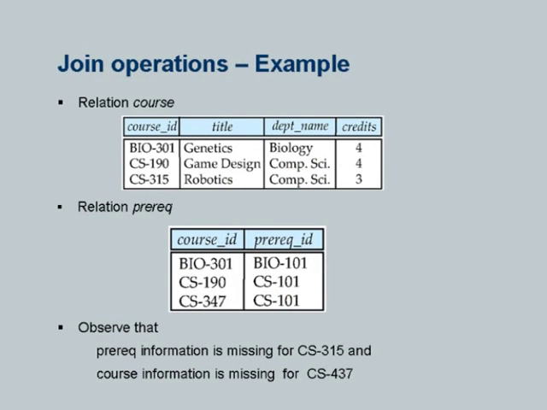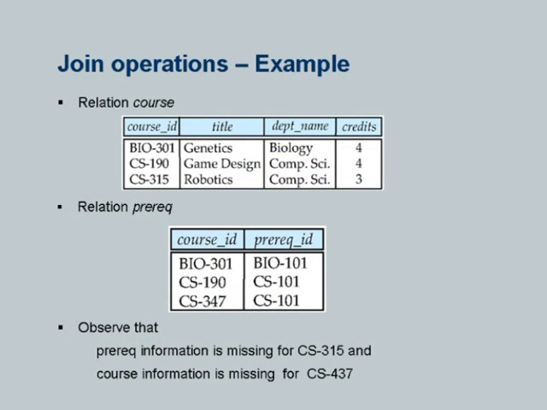So to illustrate the ideas of join types and outer joins, let's look at a sample relation which is prerequisite and course. So in this small piece of the course table and the prereq table, we have three courses, Bio 301, CS 190 and CS 315. Those are the three courses which are here.